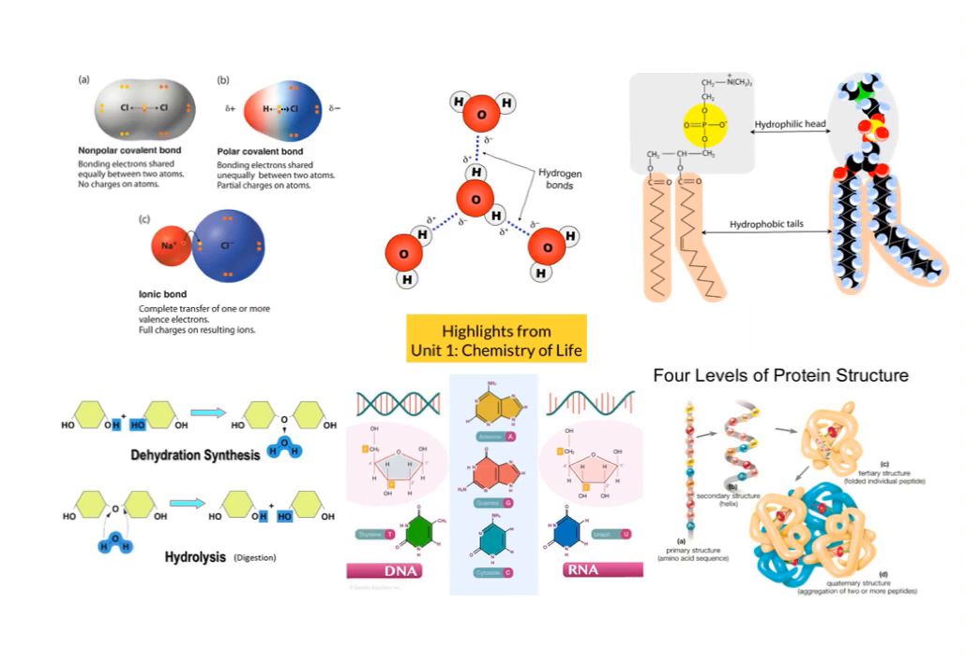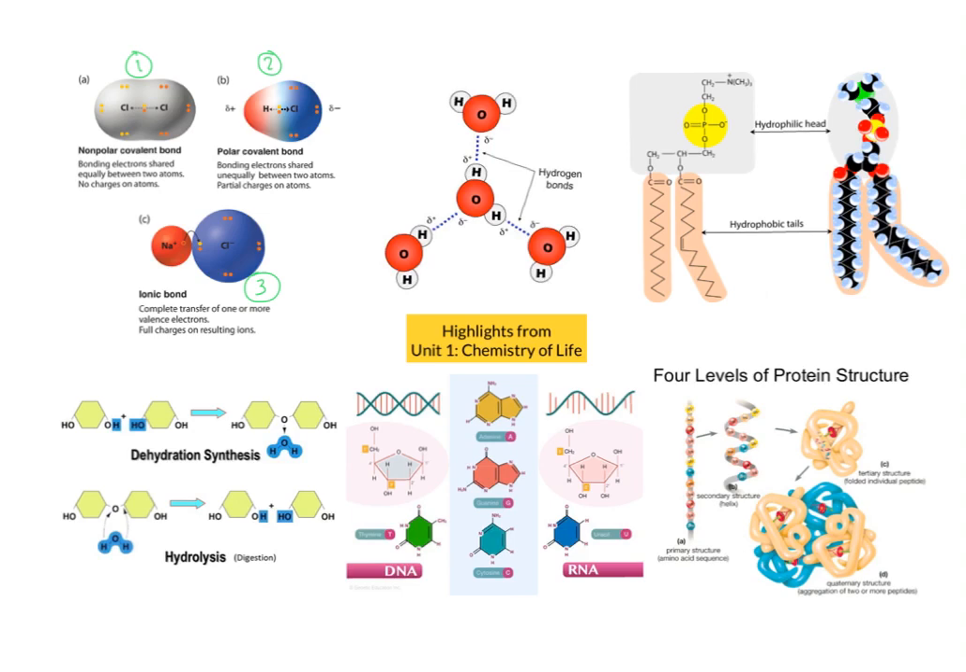All right, so let's start with just a quick recap of Unit 1, which again was called the chemistry of life. So in it, we learned about just some of the key chemistry topics that we need to understand life at the molecular level. And so one of the first things that we learned about were these 3 different types of bonds: non-polar covalent bonds, polar covalent bonds, and ionic bonds. And remember that the difference being that in covalent bonds, we have the sharing of electrons.